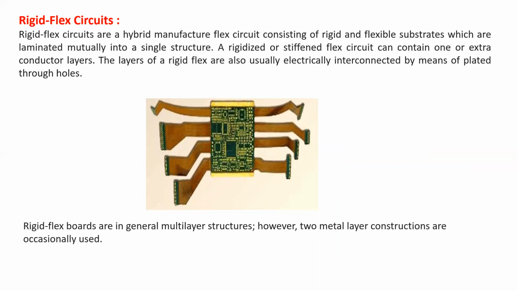The next type is rigid flex circuits, which are a hybrid construction of flex circuit, consisting of rigid and flexible substrates laminated together into a single substrate. A rigid flex circuit can contain one or more conductor layers, and the layers of the rigid flex are also usually electrically interconnected with the help of plated through holes. Rigid flex circuits are in general multi-layer structures, however two metal layer constructions are occasionally used for manufacturing.